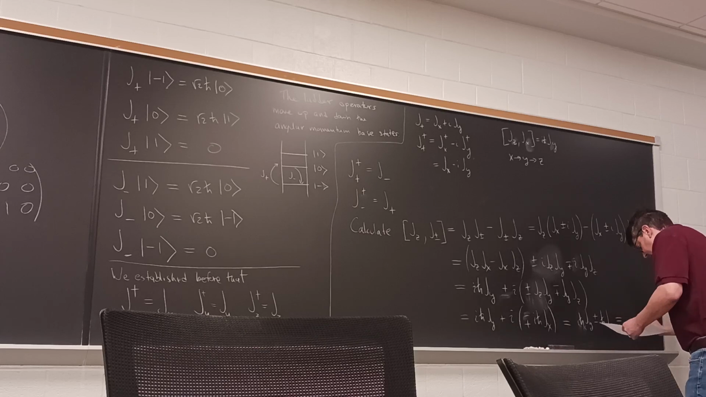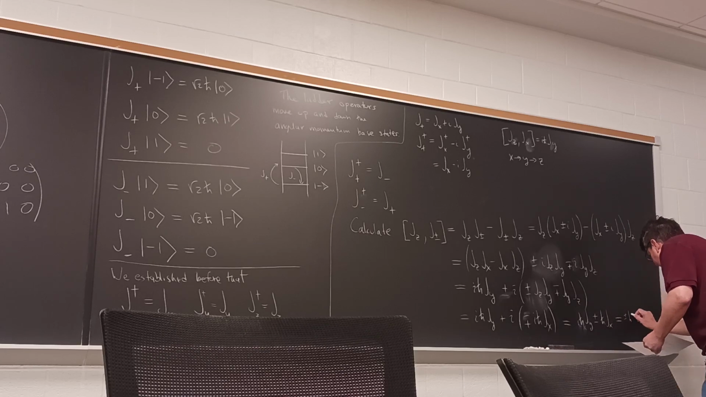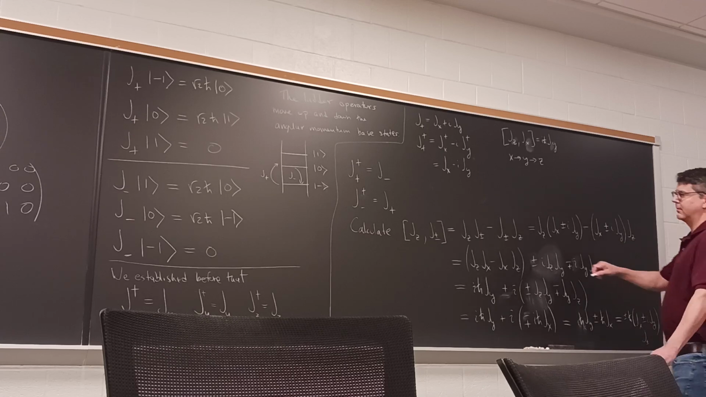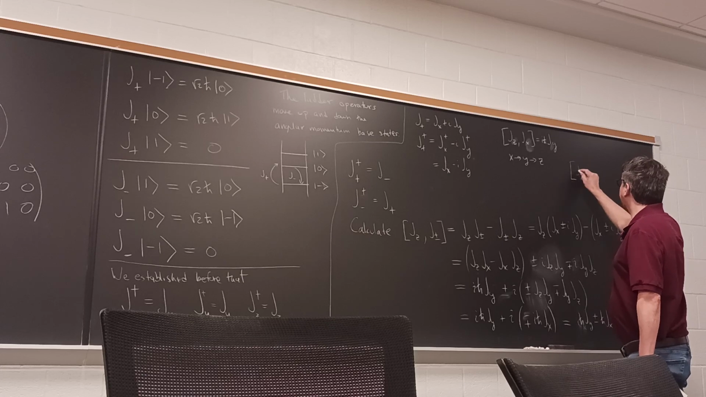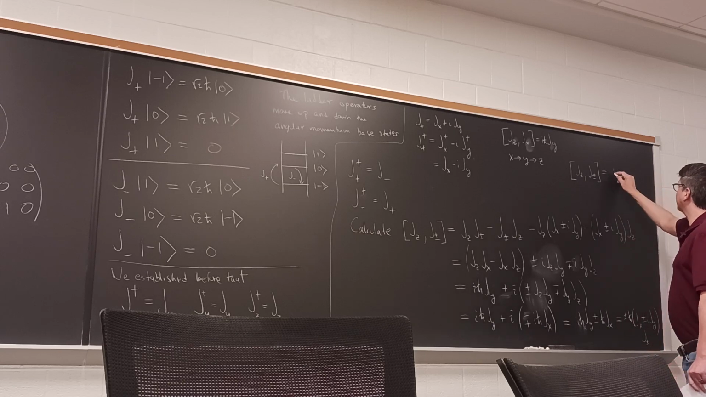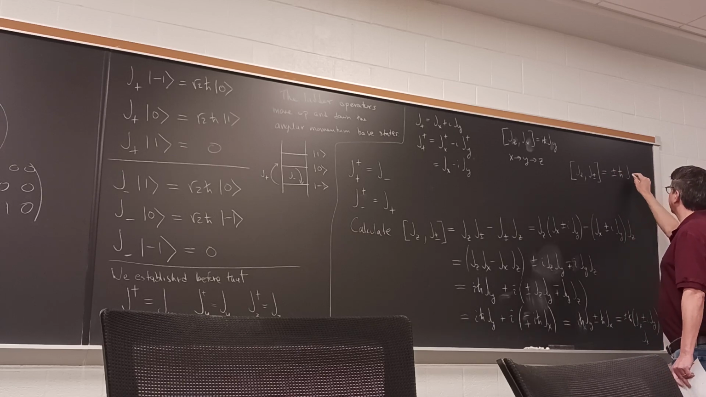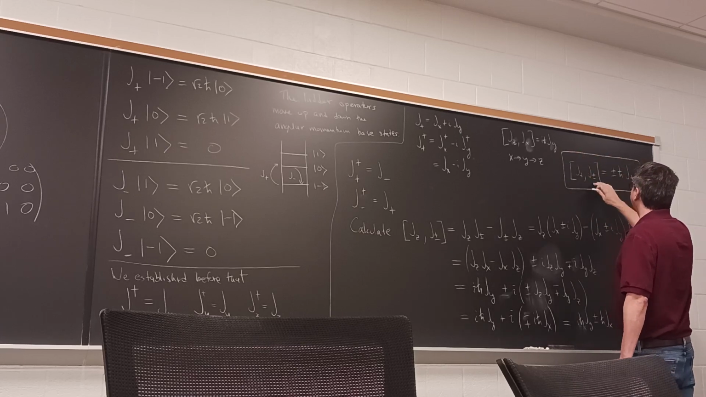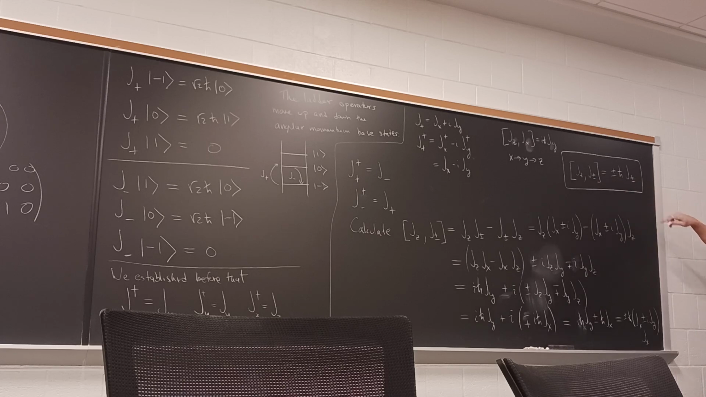And this is equal to plus or minus h bar jx plus or minus i jy. Okay, so what we just found, this is just j plus minus. So what we just found is that the commutator of jz with j plus minus will give us plus or minus h bar j plus minus. Okay, so this is two commutation relations. You can take the plus sign and you can take the minus sign.